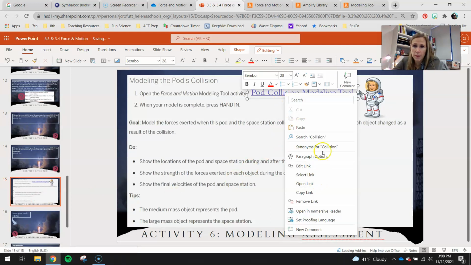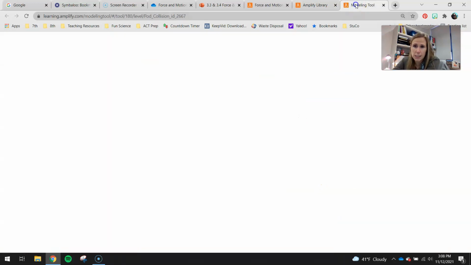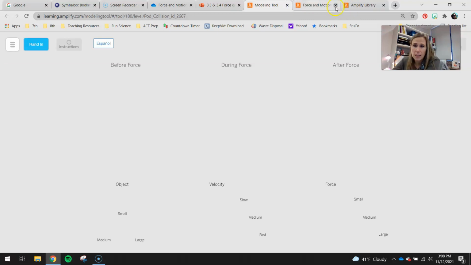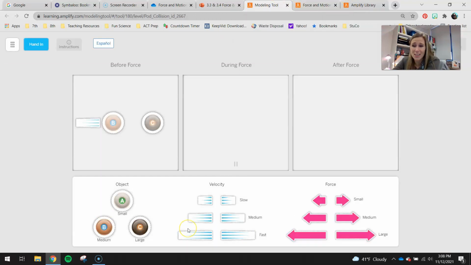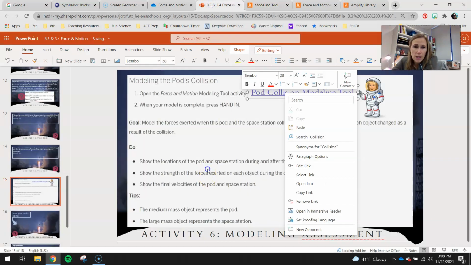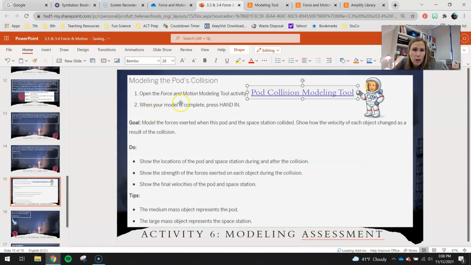So you'll right click and open this link here. It looks a little something like this. Okay, you only have one model to complete. So now we're just looking at what happens after each. And the three claims just show us what you think is going to happen. Okay, so open the modeling tool. When you're done, you're actually going to screenshot it on the next slide.